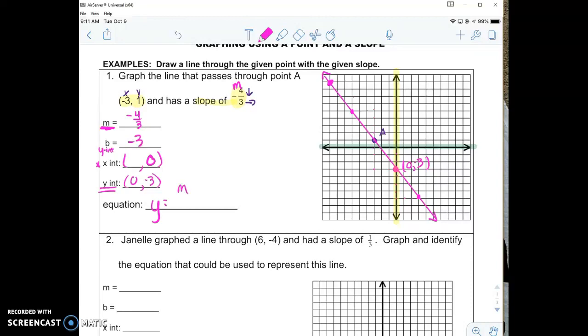My equation, y equals mx plus b. M is -4/3. I keep the x. Plus b. My b is negative, so instead of writing plus -3, I'm just going to put minus 3.